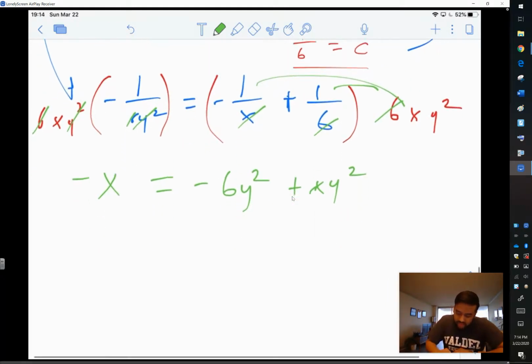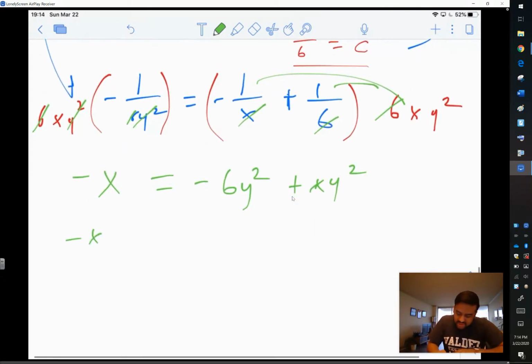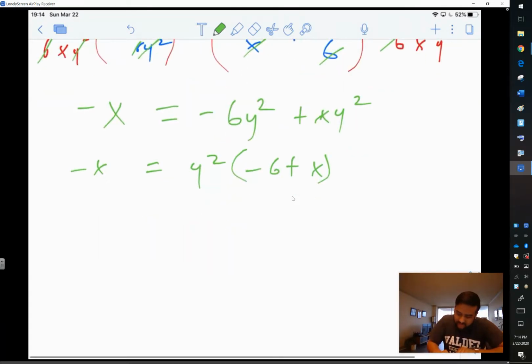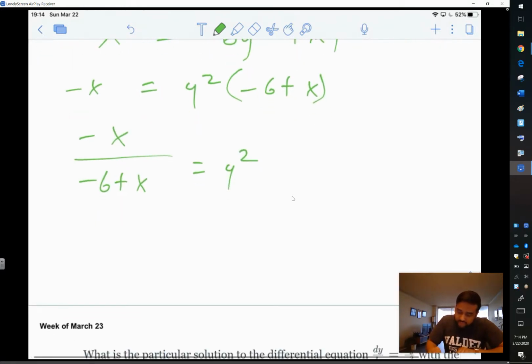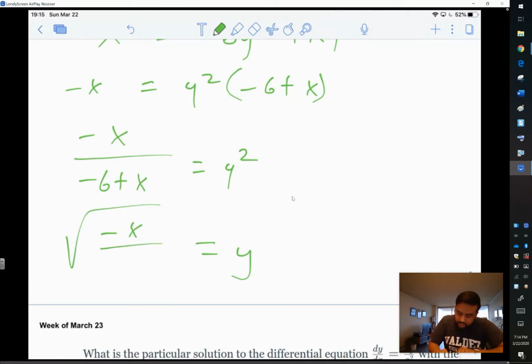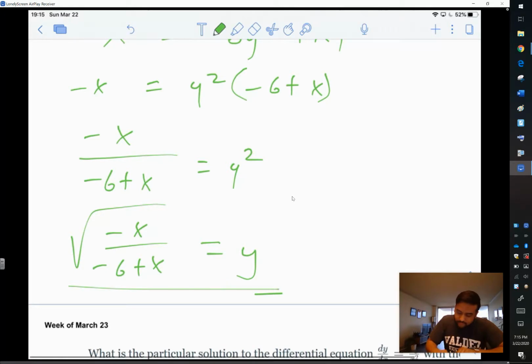Solving for y might be best achieved by factoring out a y squared, giving us negative 6 plus x, and then dividing by that term. We'll get y squared by itself, which means plain old y would be this. And there's our particular solution.